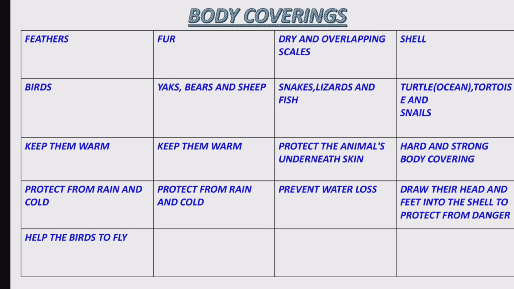Birds have feathers. It keeps them warm and protects them from rain and cold, and also feathers help the birds to fly. Animals like yaks, bears, and sheep have fur. It also keeps them warm and protects from rain and cold. Dry and overlapping scales are found in snakes, lizards, and fish. They protect the animals' skin underneath and also prevent water loss.